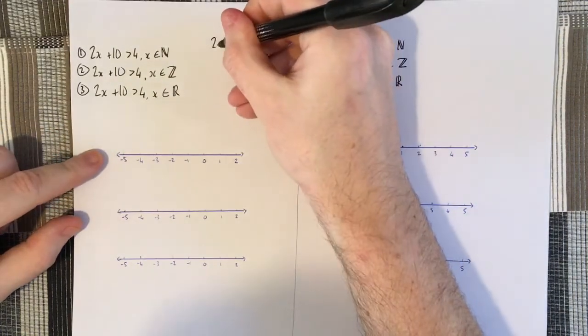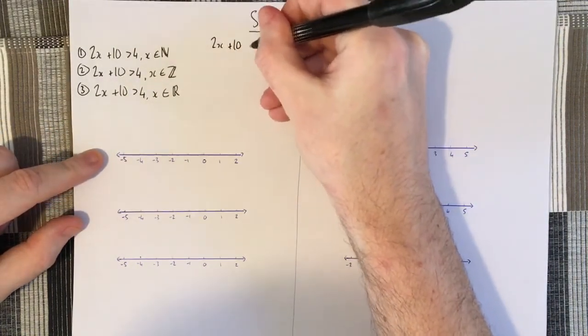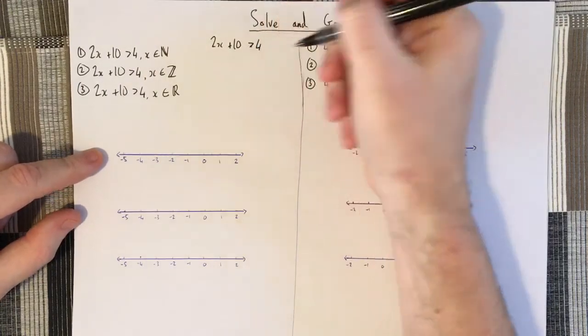So you've got 2x plus 10 is greater than 4.